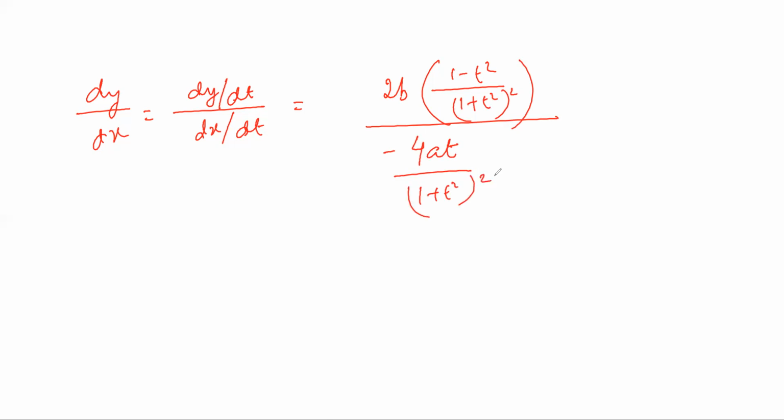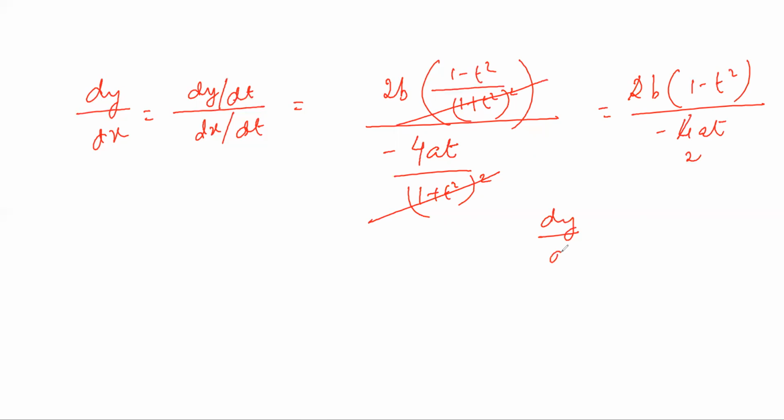So you can see this 1 plus t square whole square and this 1 plus t square whole square will get cancelled out. So we'll be left with 2b, 1 minus t square by minus 4at. So this 2 and 4 will get cancelled out. So your dy by dx will be minus b times 1 minus t square by 2at. Okay, so in this way we are going to solve these type of questions.